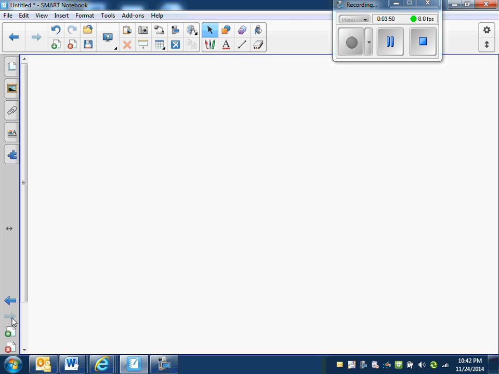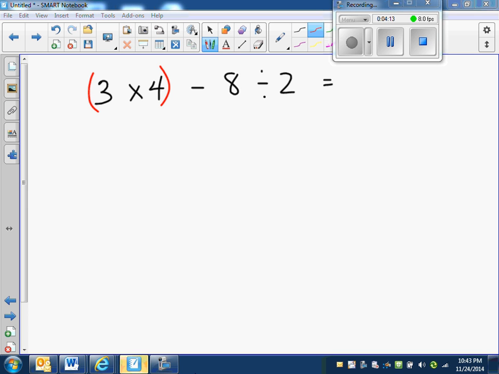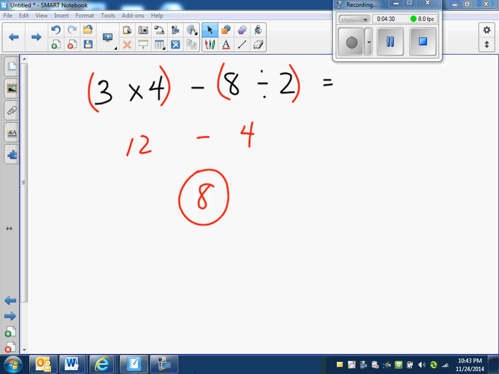Another example that you may remember is when it gets a little bit longer, but still without exponents. Just in review from past years, if we had a question like this, you would need to divide and multiply as you move from left to right. So we would look at that, and here's a multiplication, and here's a division. And so you would end up with 12 minus 8 divided by 2, which is 4. So 12 minus 4 would equal your answer of 8.